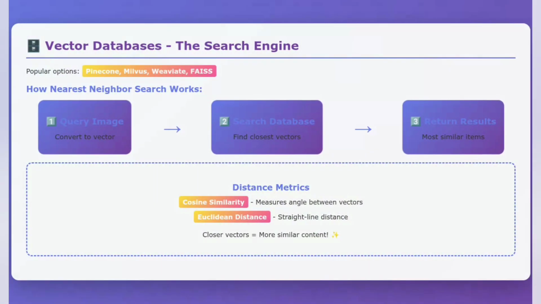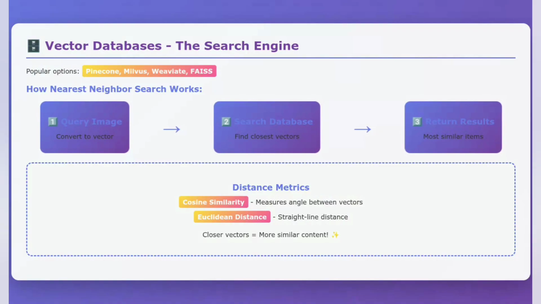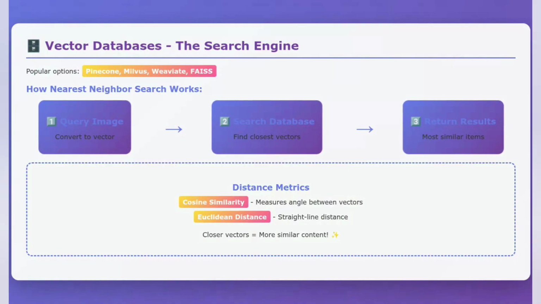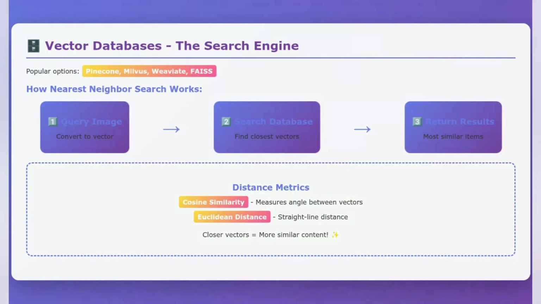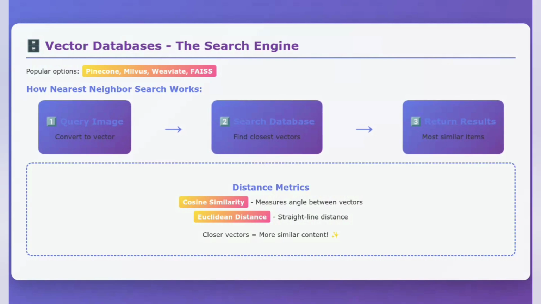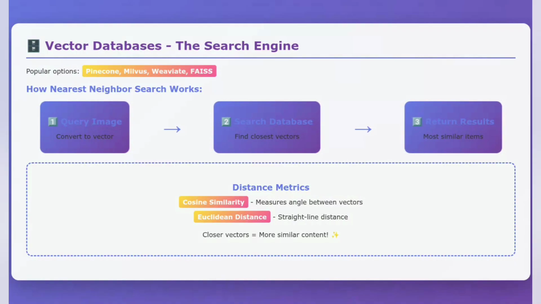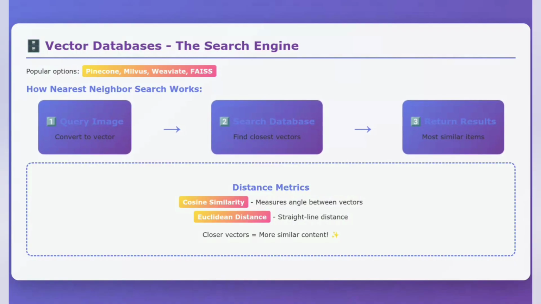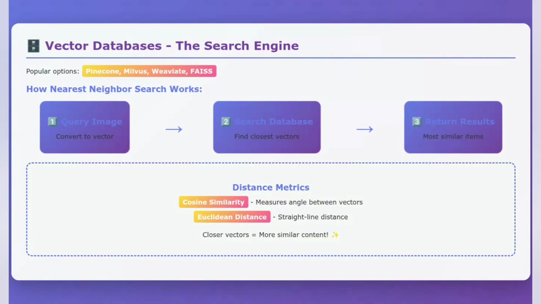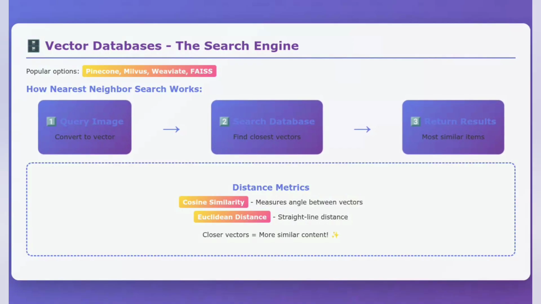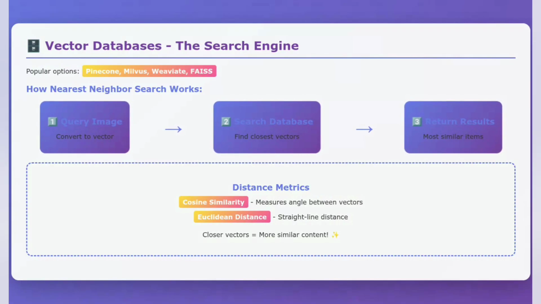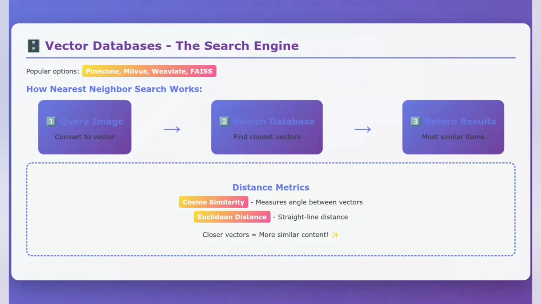Once we have all these vectors, we need somewhere to store and search them efficiently. Enter vector databases. Popular options include Pinecone, Milvus, Weaviate, and Faiss. These databases are optimized for something called nearest neighbor search. Here's how it works. When you submit a query, say an image, it gets converted to a vector. The database then finds the vectors that are closest to your query vector in this high-dimensional space. We measure closeness using metrics like cosine similarity or Euclidean distance. The closer the vectors, the more similar the content.